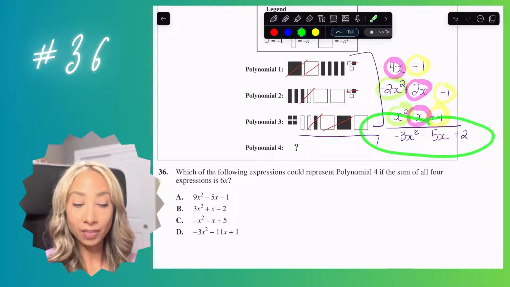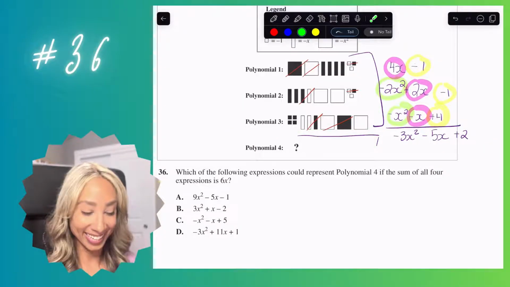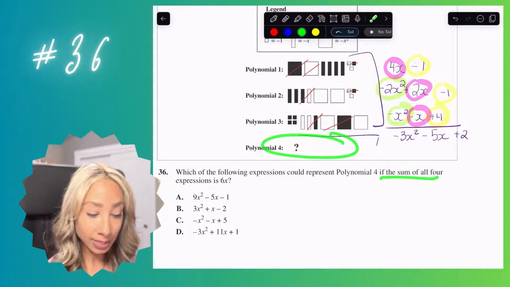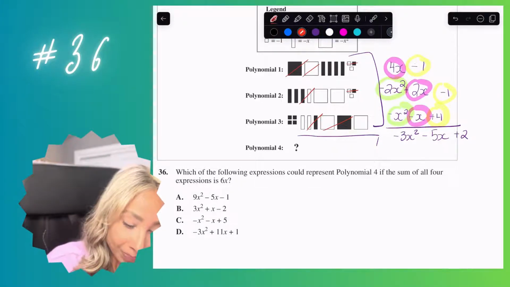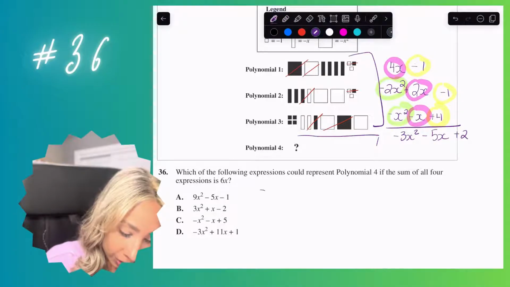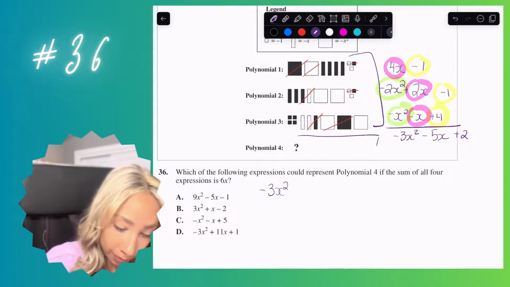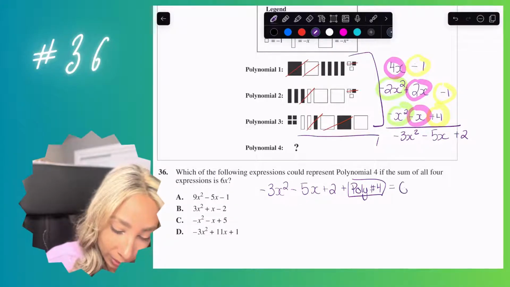Okay, so now that we have our total of the 3 polynomials, we have to go back to what the question's actually asking us. So it says, which of the following expressions could represent polynomial number 4 if the sum of all 4 expressions is 6x? So what that means is I've added up 3 expressions, but I'm still missing one. So my 3 expressions look something like this, which I'm just copying from the corner of my screen there. And then we're saying we're still gonna add that to polynomial number 4. So I'm gonna put a little box around that, and that total is equal to 6x.